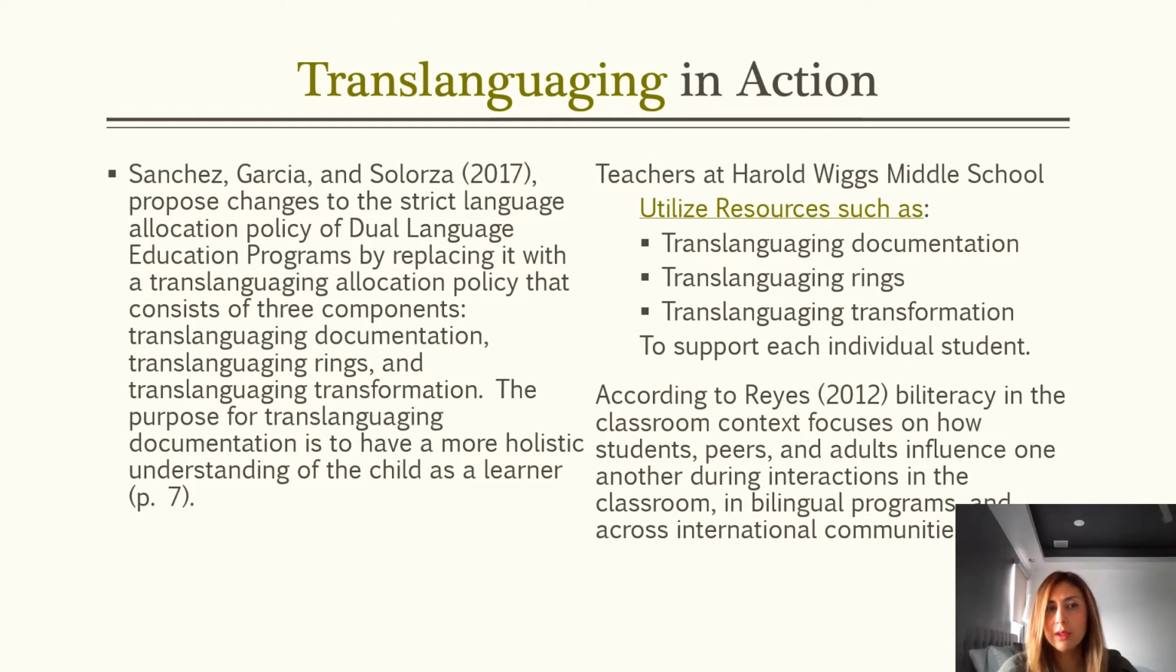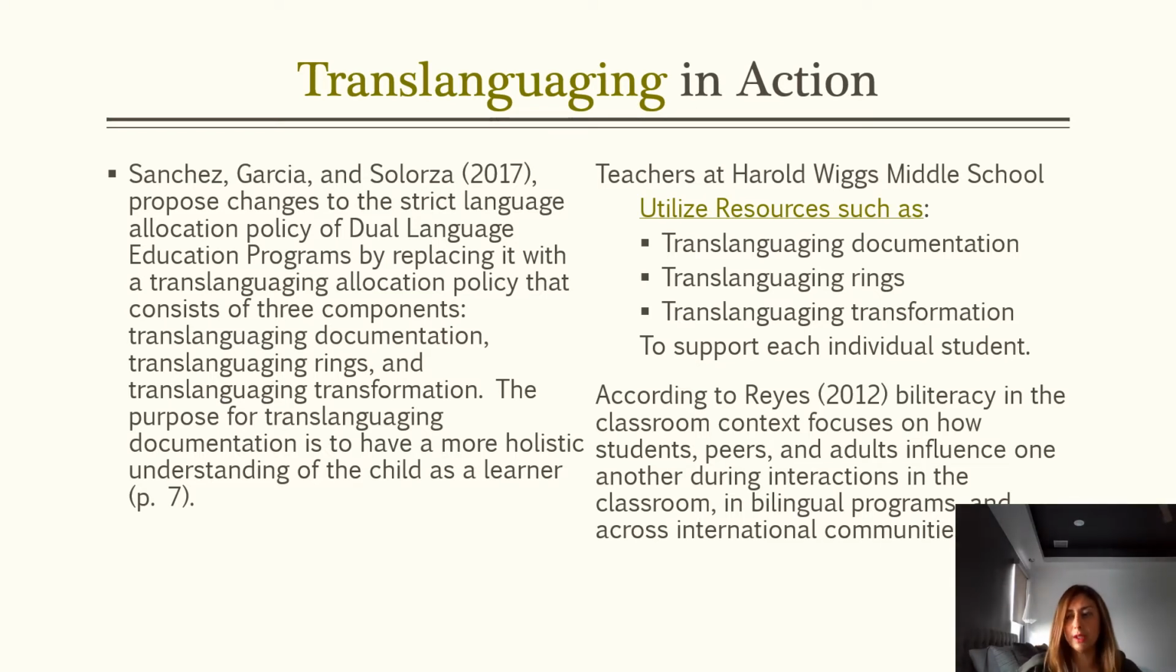Translanguaging in action. Sanchez, Garcia, and Solorza 2017 proposed changes to the strict language allocation policy of the dual language education programs by replacing it with a translanguaging allocation policy that consists of three components: translanguaging documentation, translanguaging rings, and translanguaging transformation. The purpose for translanguaging documentation is to have a more holistic understanding of the child as a learner. This was all on page 7.